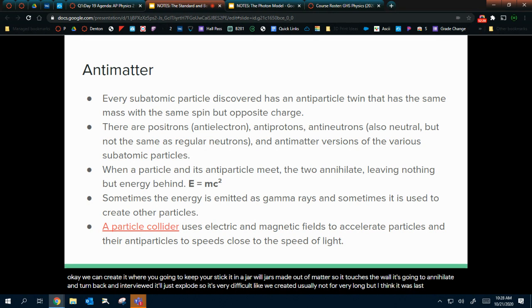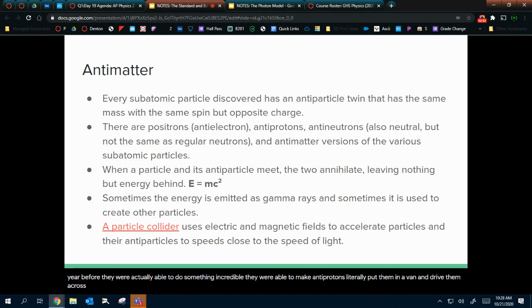But I think it was either last year or the year before, they were actually able to do something incredible. They were able to make antiprotons, literally put them in a van and drive them across the parking lot to do a different experiment. Essentially they had an experiment over here that they wanted to do, and they were like, well, we can make antiprotons over here, but we got to get them across, literally like 50 feet across the parking lot. But they had to build this whole thing, because you can't just put it in a jar.